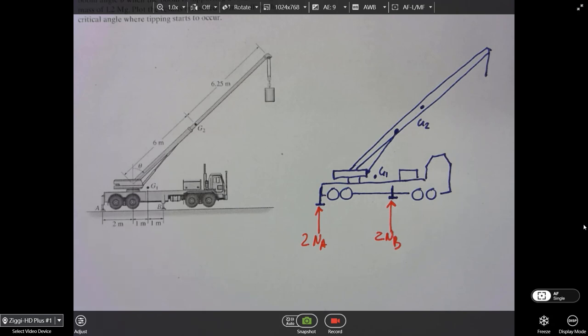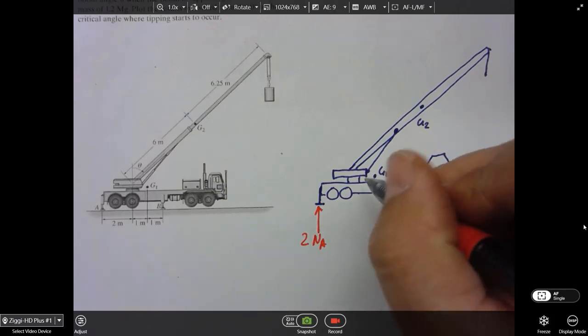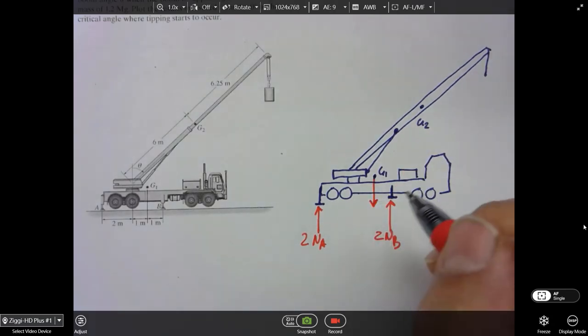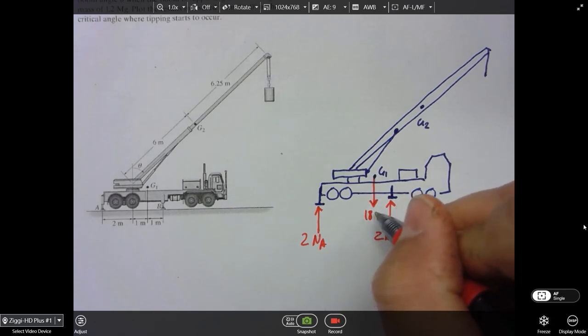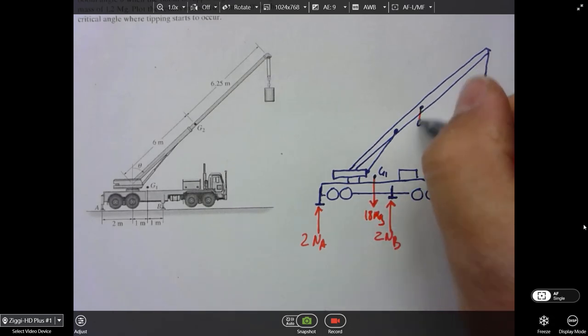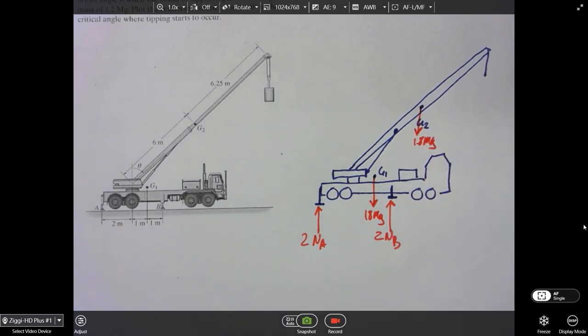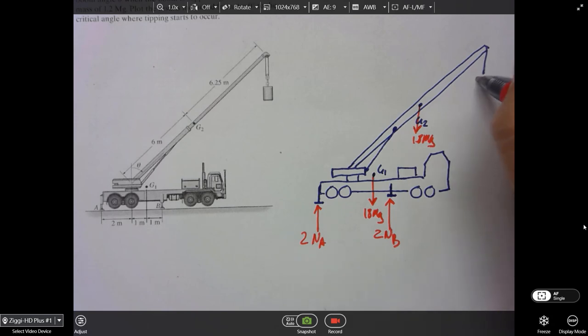Good way to solve it probably, since they say there's two outriggers at A and two outriggers at B. Where else does this have something that we know interacting with it? Yeah, G2 and G1, we're going to have, I think G1 was 18 megagrams, and G2 was 1.8 megagrams. Anywhere else? Yeah, the load, which is 1.2 megagrams. Okay.